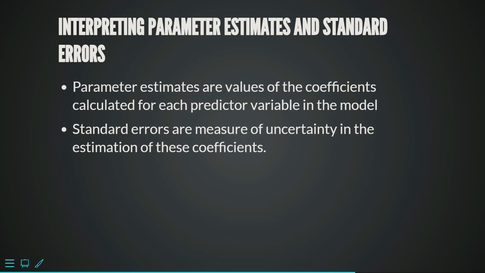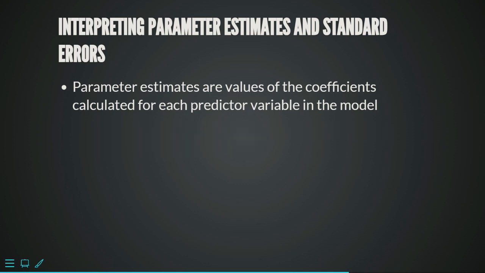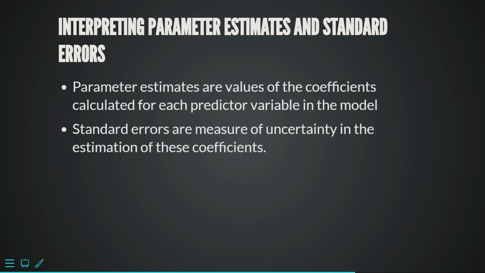I also have standard errors, which are a measure of uncertainty in the estimation of coefficients. The higher the standard error in a coefficient, the more uncertain that particular coefficient is, which means that the lower the standard error, the better the coefficient is, and the more it explains your outcome variable. So standard error allows you to measure uncertainty in the estimation of these coefficients.